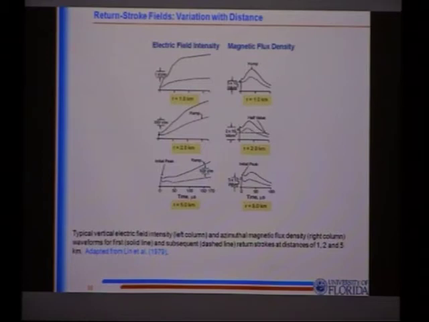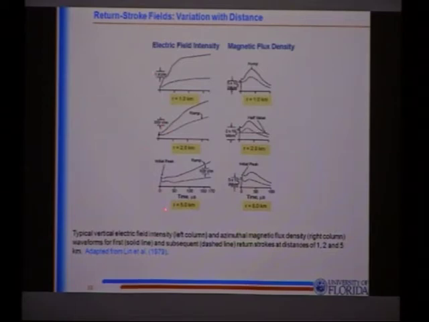So what you see here, two columns. The left one is for electric field intensity on 170 microseconds time scale, and the right column is for magnetic flux density on 100 microsecond time scale. The distances are indicated: 1, 2, and 5 kilometers. The next slide will show in a similar format electric and magnetic field waveforms at larger distances, up to 200 kilometers. Solid line is for first strokes, and broken line or dotted line is for subsequent strokes. Vertical scales are also indicated.